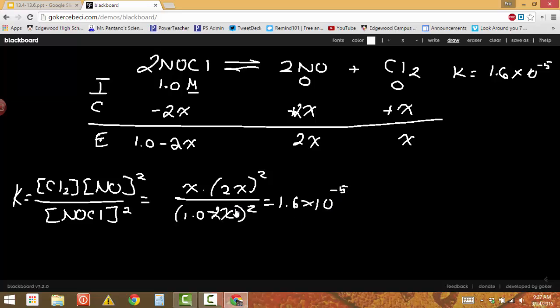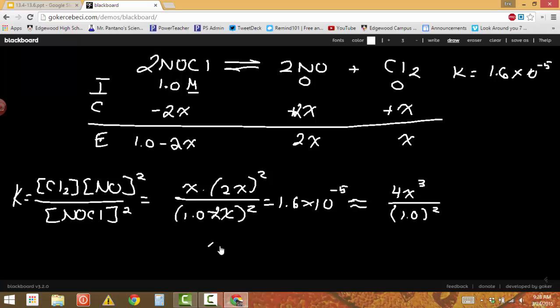My value of K is fairly small, 1.6 times 10 to the minus fifth. I'm going to then say that the value of x is going to be so small that subtracting 2x from 1 is not going to change 1.0 very much at all. Sig figs, right? So that means that I'm going to approximate. I'm going to say that the top isn't going to change because I don't have anything to subtract it from there. So that's just going to be 4x cubed on the top. And the bottom is now going to approximate to 1 minus nothing squared, or 1.0 squared. And that's equal to 1.6 times 10 to the minus fifth.